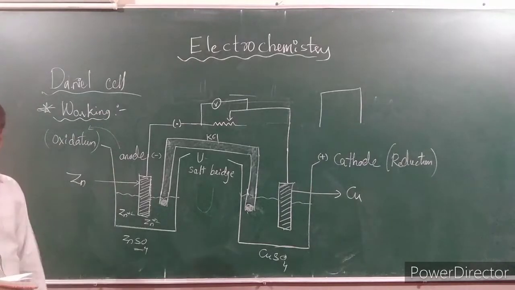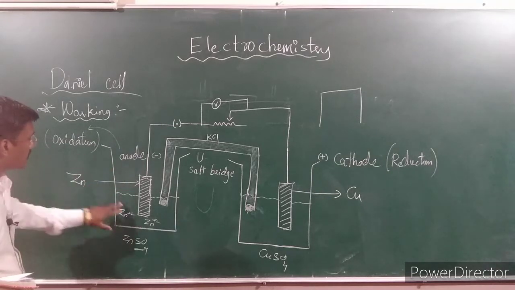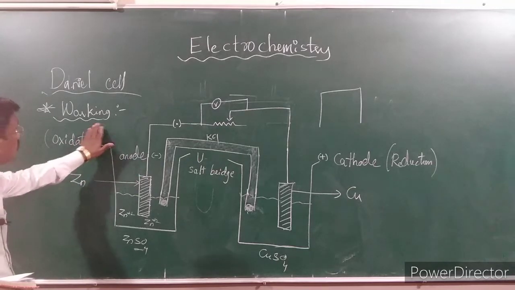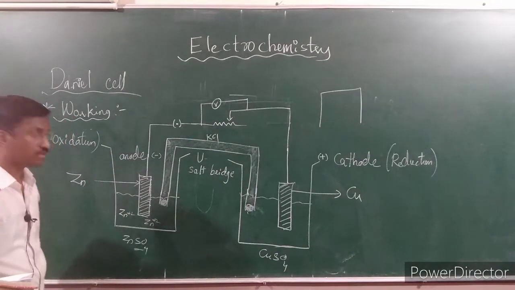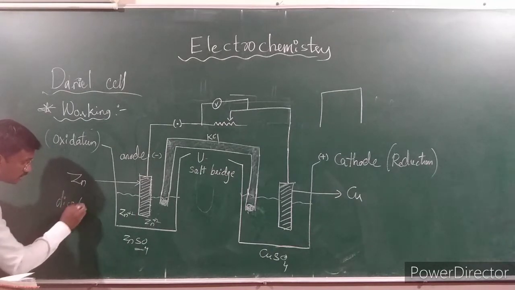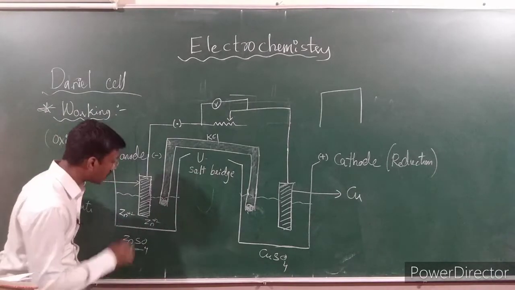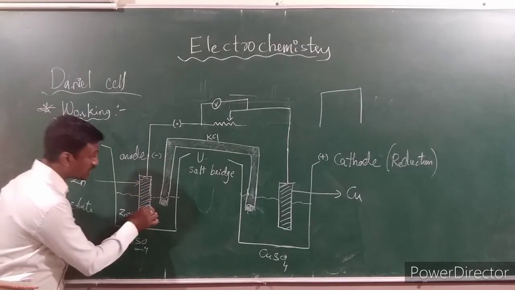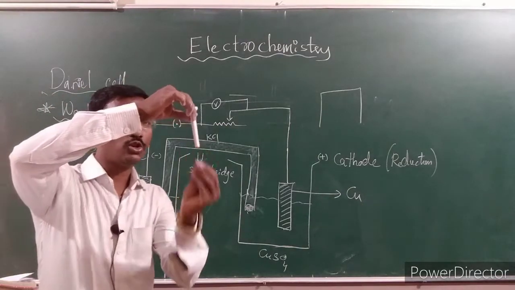Look here, the same explanation continues. Working means the zinc rod present in the zinc solution undergoes oxidation. Oxidation is nothing but, at the anode, zinc undergoes dissolution. You have to remember this. Zinc dissolves in the zinc solution. Dissolving means the rod which is made up of zinc is going to dissolve in the water.